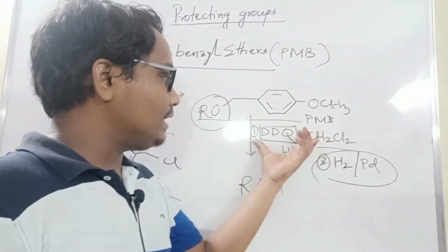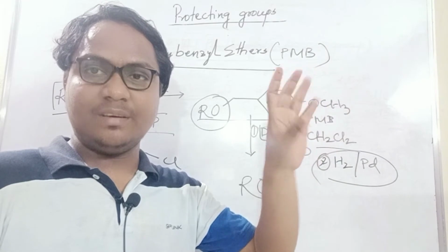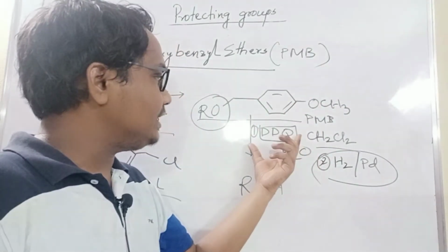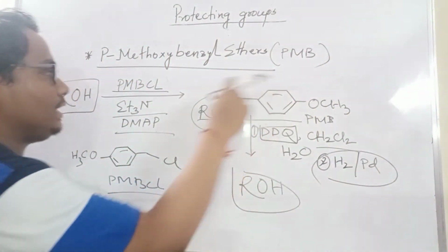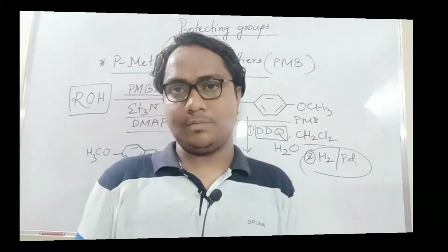So this is the main condition, because for benzyl the condition is hydrogen palladium. If any other hydrogen palladium sensitive group is there, at that time you will use this DDQ condition. So just remember this thing, that DDQ will deprotect, and this is the PMB. Now I will go to another example.